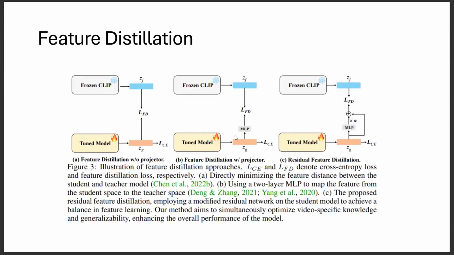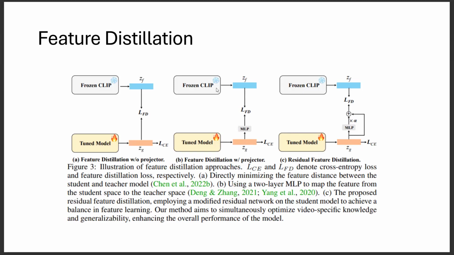Another way of feature distillation is we could project the student model's output to a space, and also the teacher model's output to a space, using something like an MLP to project one embedding space to another, and perform the loss there. And the third way is using the residual. So we'll define a network which will find the difference between the teacher model's embedding and the student model's embedding, and force the student model to be similar to the teacher model.